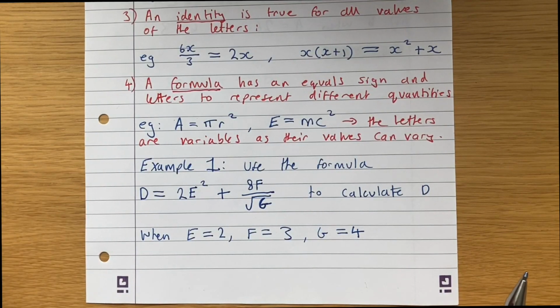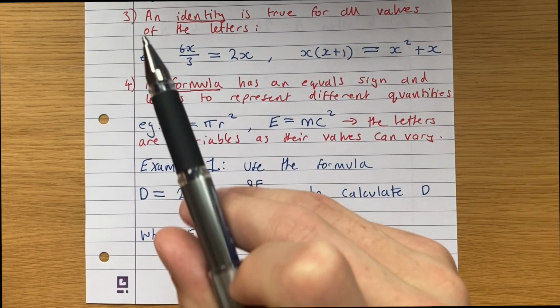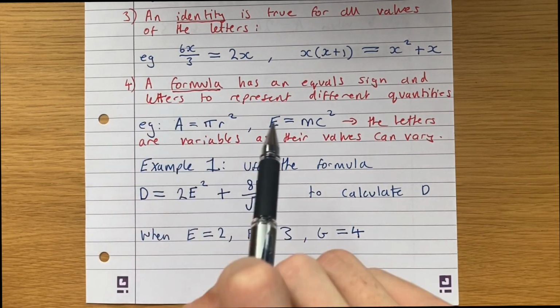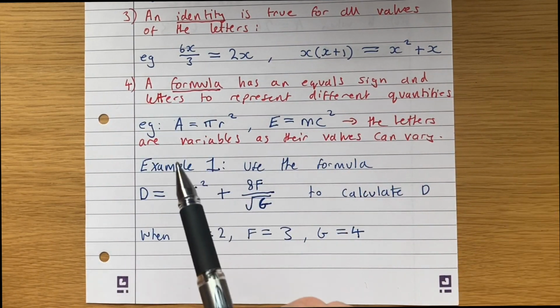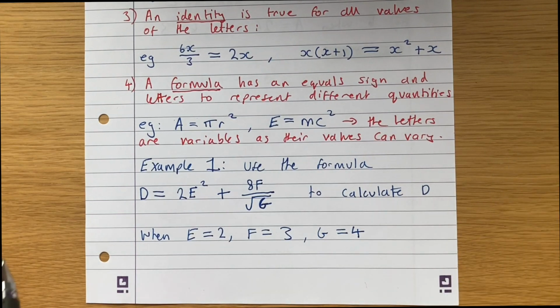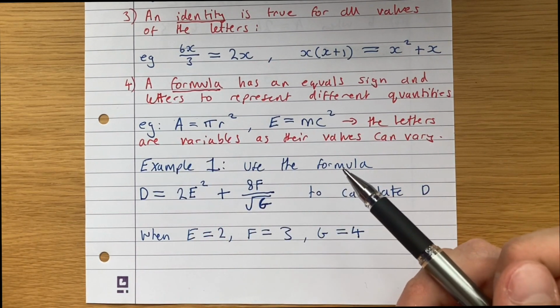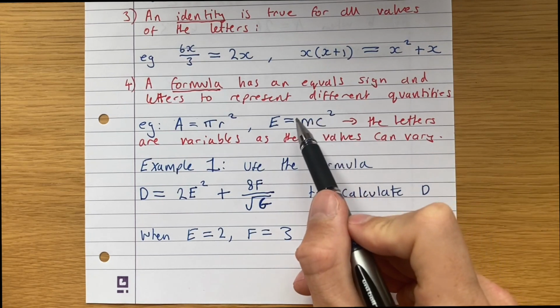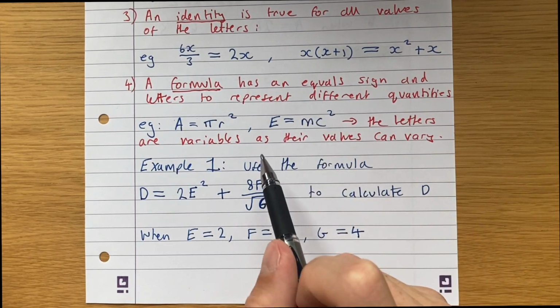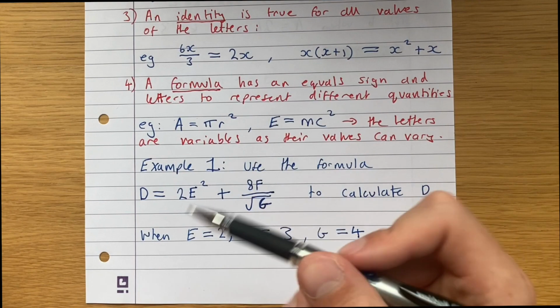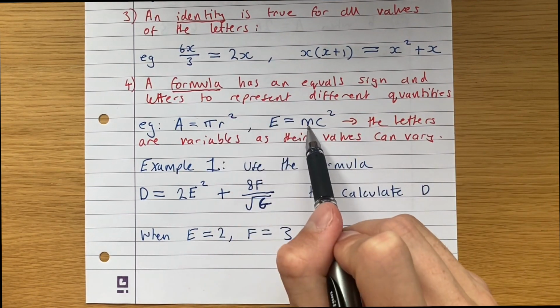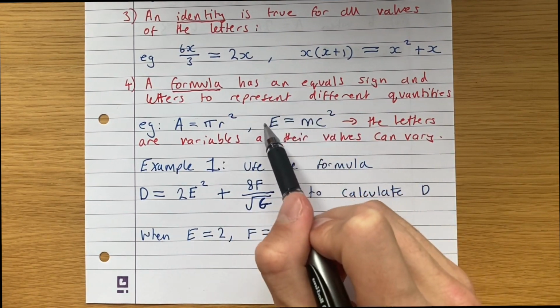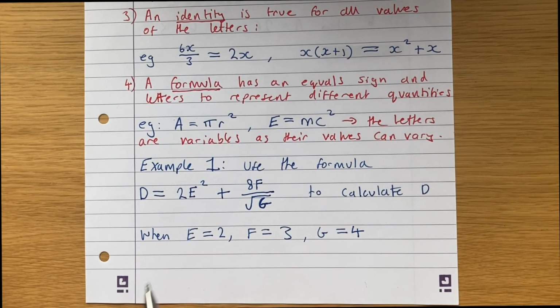And now on to point 4, which is what this video is about. A formula has an equal sign and letters to represent different quantities. So for example, A equals pi r squared, the area of a circle, or E equals mc squared. The letters here are called variables because their values can vary. So we may be told different values that these could be and use them to work out what we're asked for. So let's do a quick example.